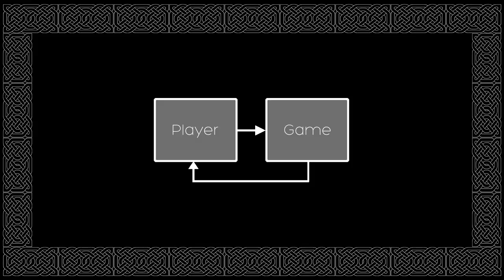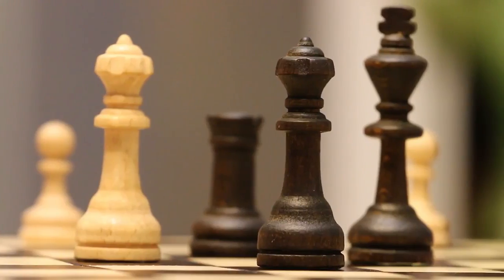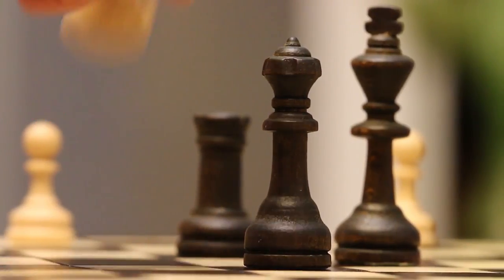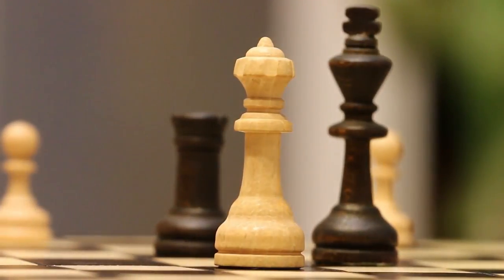In his book, Brian builds on this idea, breaking down the monolithic representation of the game into two subcomponents. To explain this, I'm going to quote The Aesthetic of Play directly. The constraints determine which moves are permitted. The state is an evolving record of the player's movement within the system. The constraints are fixed. The state is fluid.